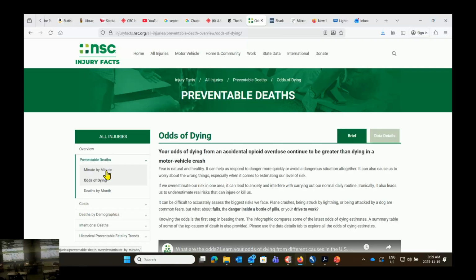Anyhow, this particular website, I just grabbed this one as kind of an interesting thing to talk about how we think about risk statistics. It's from the United States NSC, Injury Facts: your odds of dying from an accidental opioid overdose continue to be greater than dying in a motor vehicle crash. Well, let's think a little bit about that statement. Is that really true? Could somebody tell me why they would have a problem with that statement?